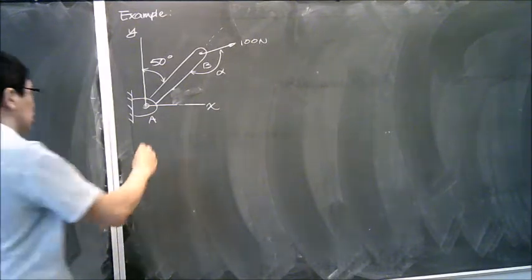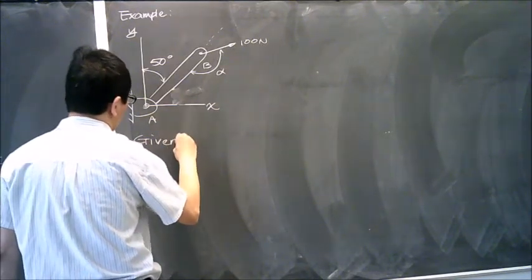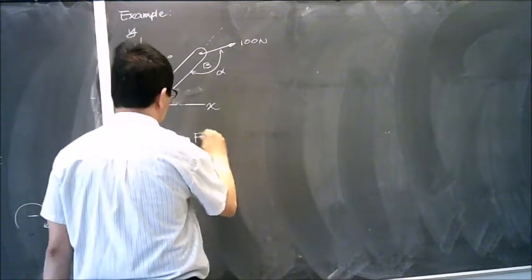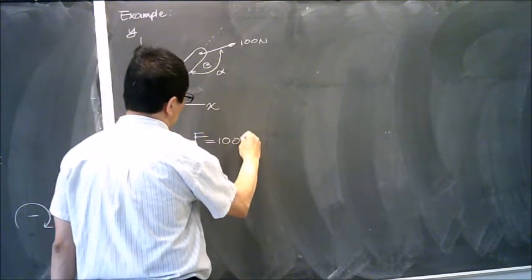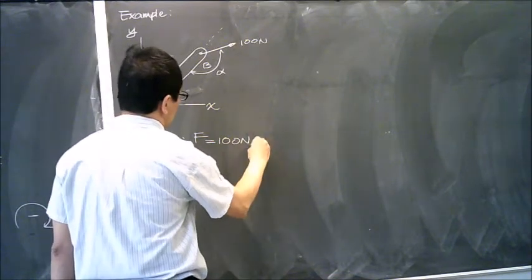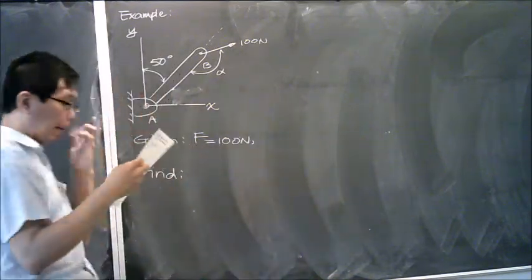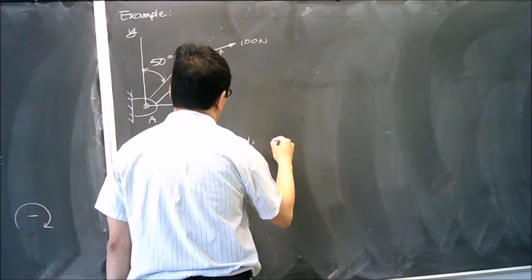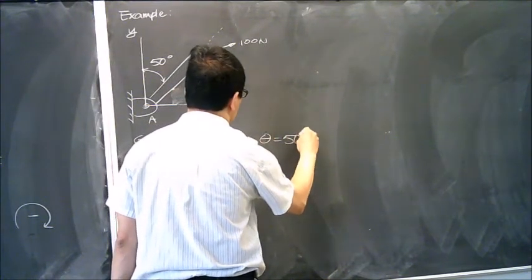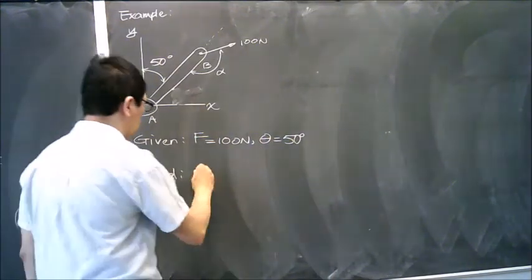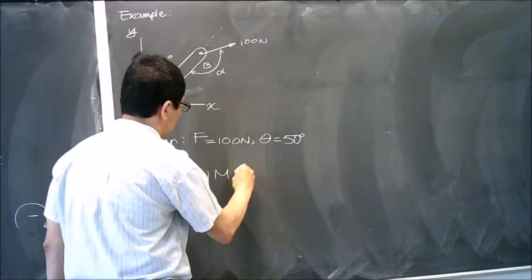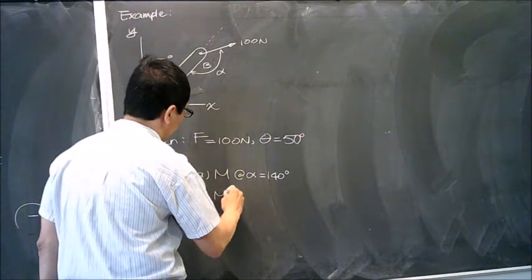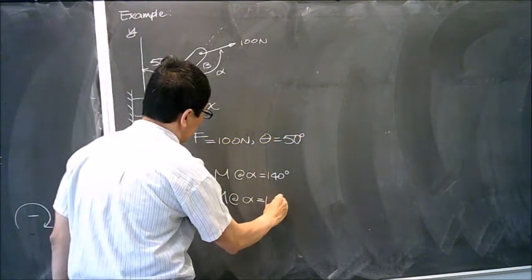Okay. So again, we would like to define what is given and what we need to find. We are given a force applied to the bar, which is 100 Newton, and the incline theta over here is 50 degrees. I would like to know (a) the moment when alpha equals 140 degrees, and (b) the moment when alpha equals 180 degrees.